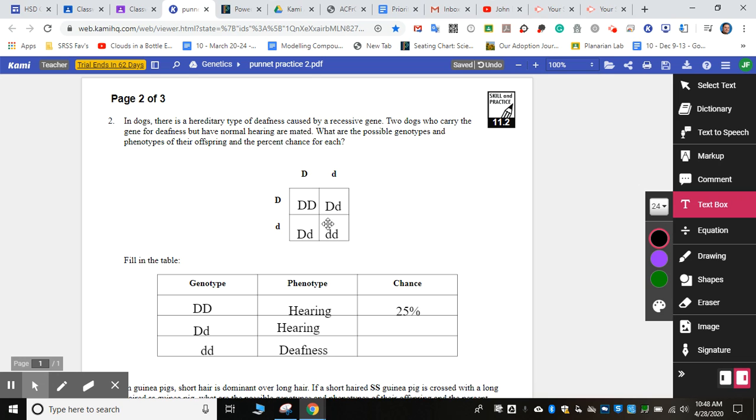Same thing here, big D, big D, and big D, little d. There's two of them, 2 out of 4. What is 2/4? That's 1/2, also known as 50%. And then on the bottom here, 1 out of 4, same as the first one, is 25%. You can see here, 50 plus 25 plus 25 equals 100%. So here is how you fill out this information in regards to a Punnett square.